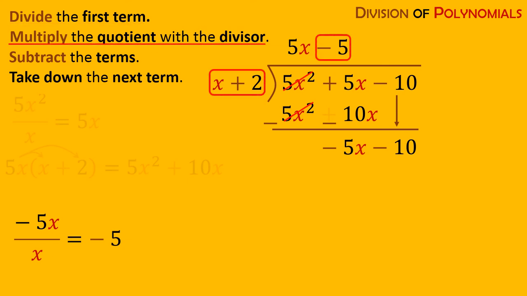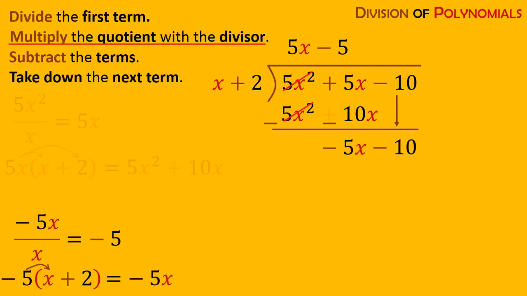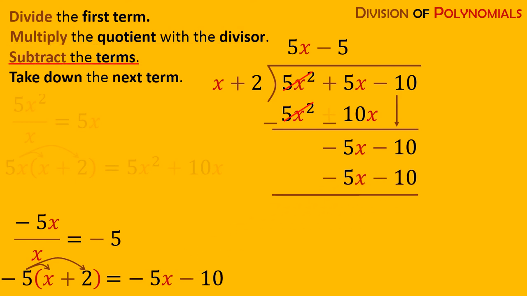Now we are supposed to multiply this quotient with the divisor with both of its terms, like this. Negative 5 times x plus 2. So now negative 5 times x simply equals negative 5x, and negative 5 times positive 2 equals negative 10. Writing this product down here for subtraction, and now we are subtracting these two polynomials. To subtract these two polynomials, we have to change the sign of the polynomial being subtracted. So we have done that.